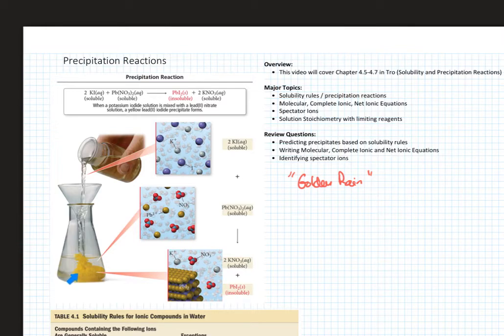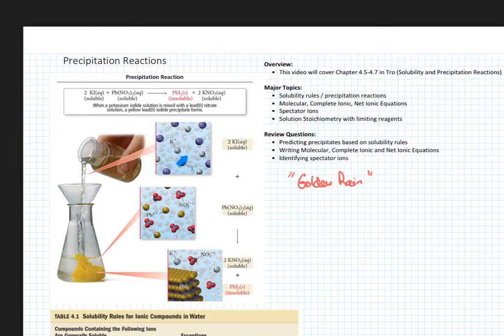So it starts with two clear solutions. One of them is potassium iodide, KI. The second one is a solution of lead nitrate, Pb(NO3)2. You react those together, you get this yellow compound forming called lead iodide, and you also get potassium nitrate as your other species that are in solution.